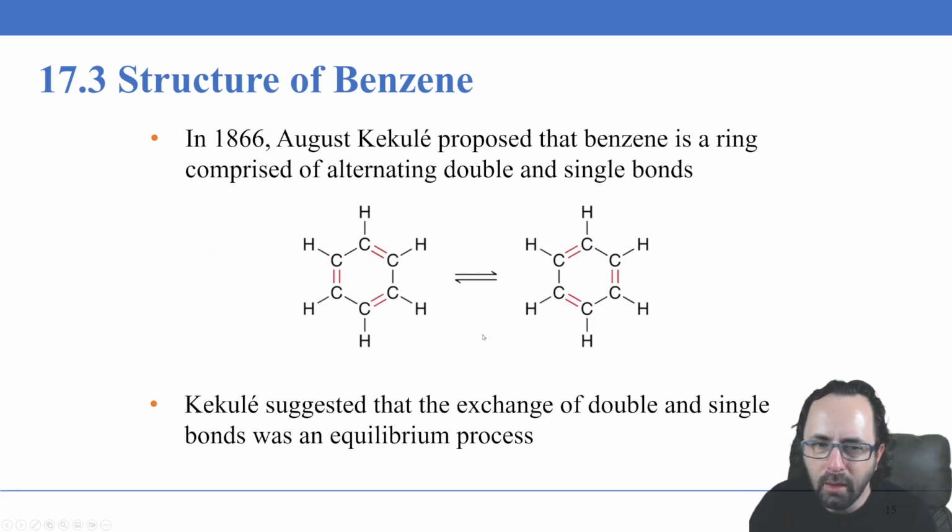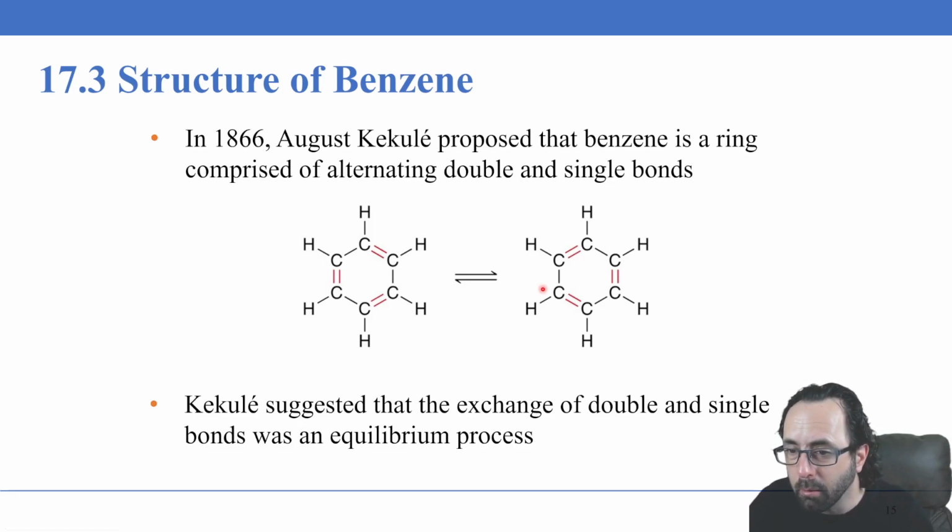So for benzene, benzene was kind of a mysterious molecule in the late 1800s. In 1866, a guy named Kekule proposed that the benzene ring is composed of alternating double and single bonds, and proposed that there was an equilibrium between these two positions where the double bonds were here in this position and they switched with the single bonds over here.